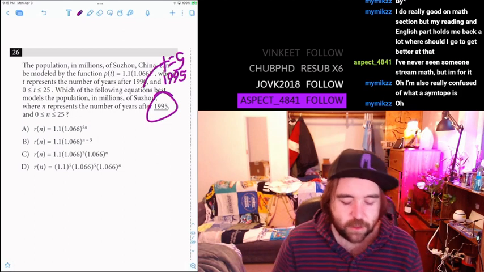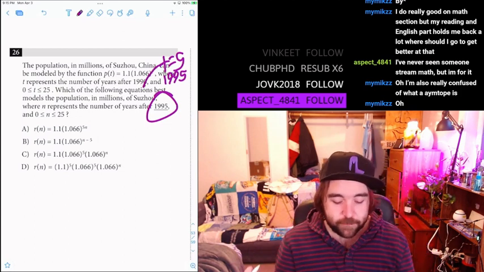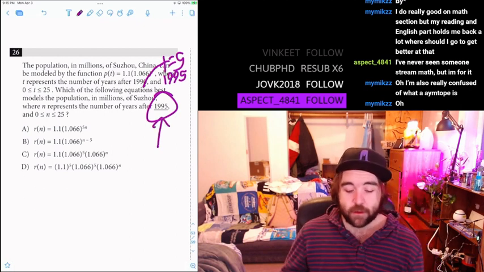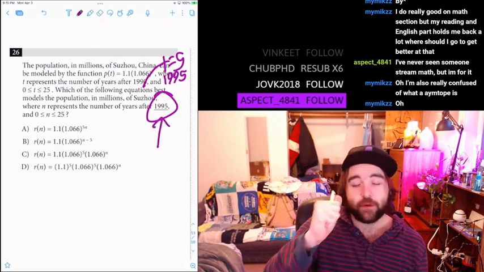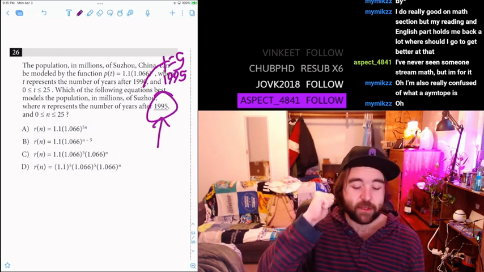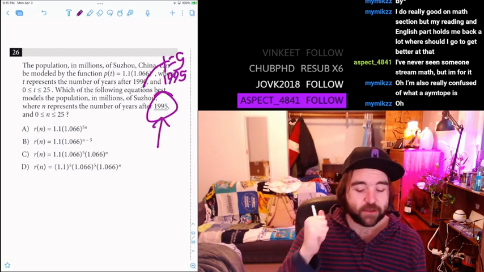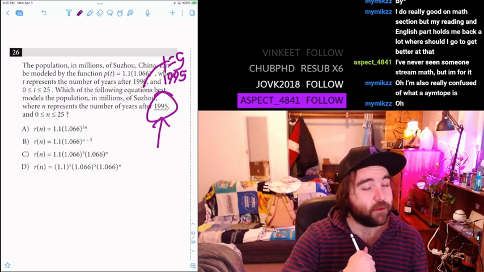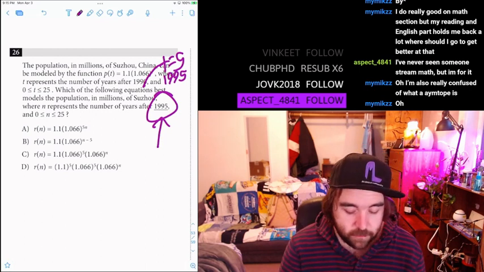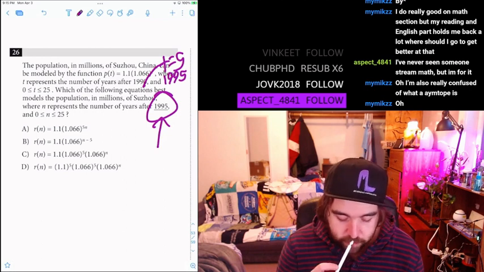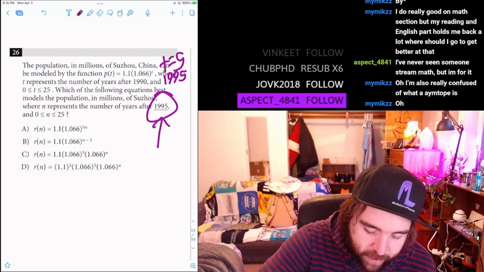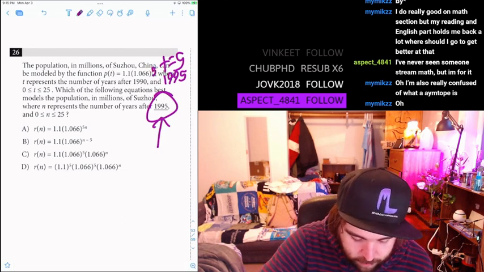Because this equation uses years after 1990, which means in our equation for 1995, we should plug in 0 and get that same number, right? Because if our equation is for years after 1995, in 1995, that's 0 years later. So when we plug in 0, we should get the same thing as when we plug in 5 up here.